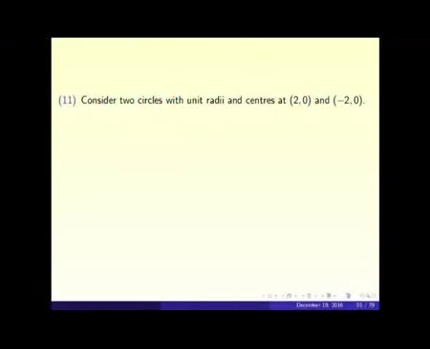All right. So now let's get back to where we are. Let us consider another problem. Consider 2 circles with unit radii and centers at (2, 0) and (-2, 0). The circles have unit radius. The radius is 1 and the centers are placed at (-2, 0) and (2, 0).